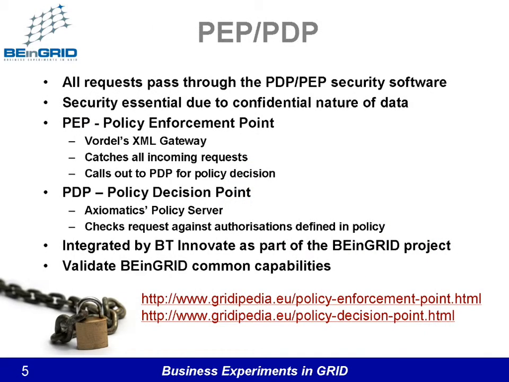Data protection is a major issue for hospitals, which deal with highly confidential patient data. RadiotherapyGrid ensures security by using the Policy Enforcement Point, or PEP, to validate all incoming requests. The PEP can call out to the Policy Decision Point, which checks requests against authorizations defined in a policy file. This policy defines which users are allowed to access which services. For example, only hospital administrators can change linear accelerator settings.